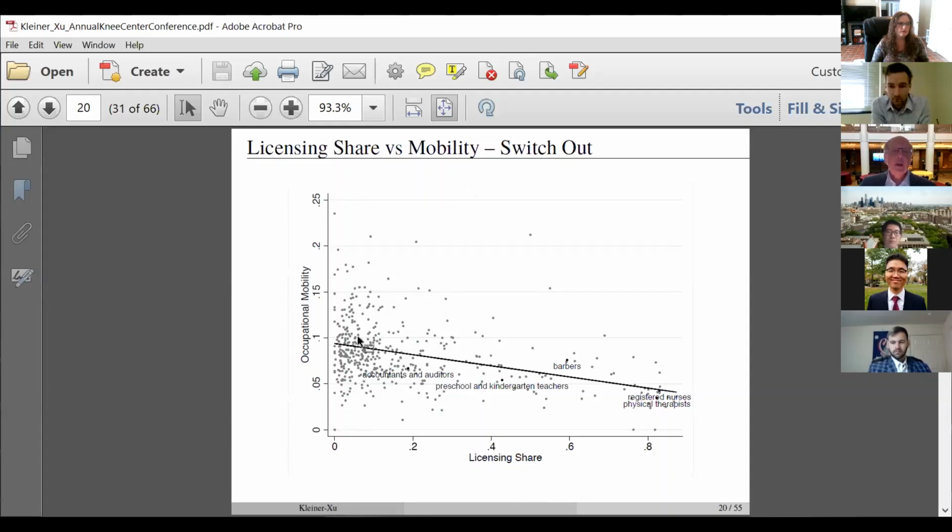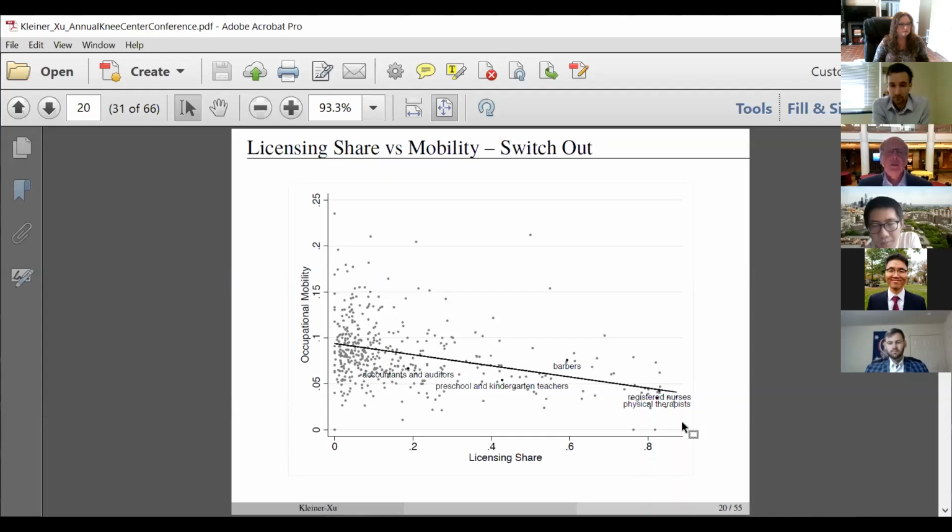For individuals who are not licensed, occupational mobility rates tend to be much higher. Occupations like accountants are universally licensed, that is, they're licensed in all states, but most accountants don't attain an occupational license, which the CPS allows you to look at. Then there are preschool and kindergarten teachers, barbers, and registered nurses. Virtually all registered nurses attain an occupational license. Obviously, they're also covered by occupational licensing.